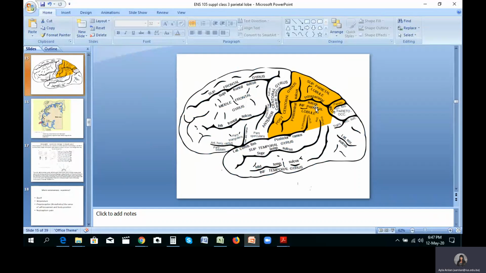This was my summary for the parietal lobe. I hope it was easy for you.